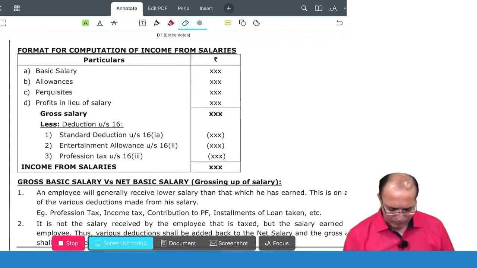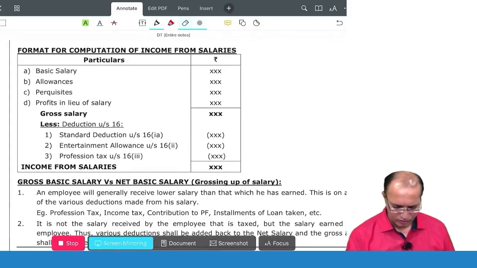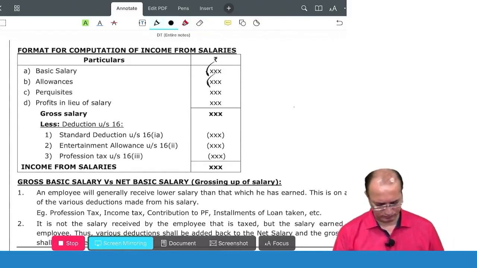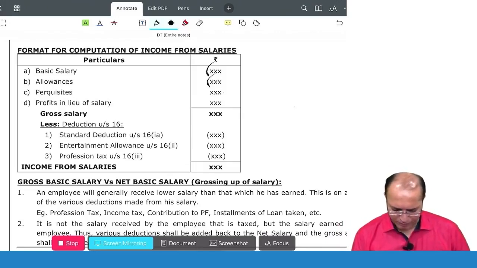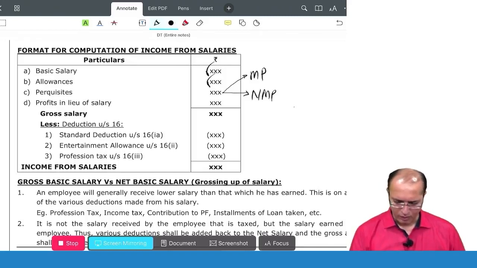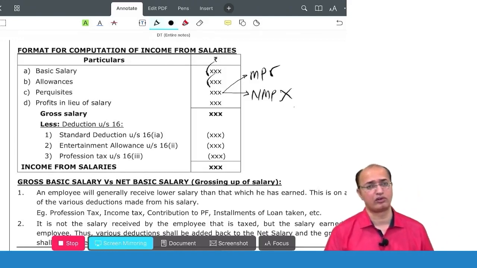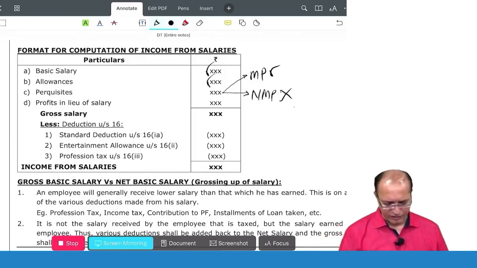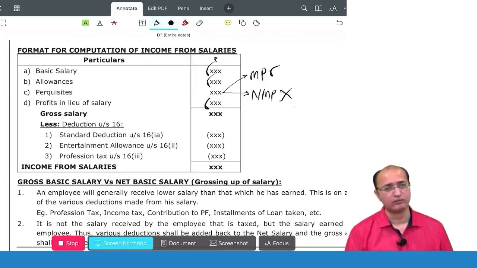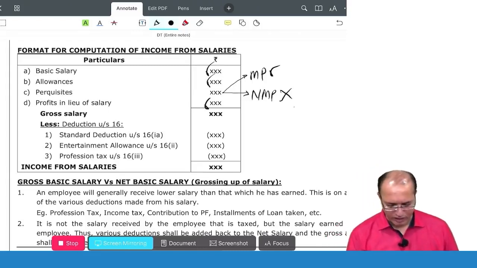You have to take basic salary. Number one, basic salary. Number two, you have to take allowances. Number three, in perquisites, you have monetary perquisites and non-monetary perquisites. Monetary perquisites you should take and non-monetary perquisites you should ignore. Profits in lieu of salary, you should take the entire amount. Then you add up, you get the amount of gross salary.